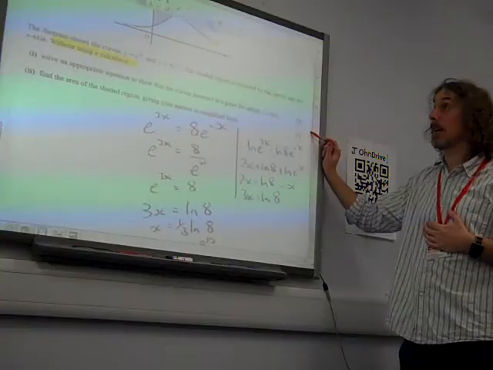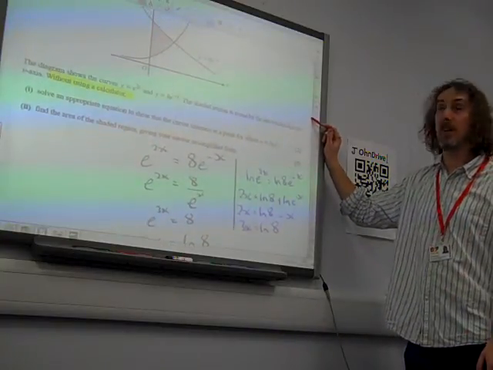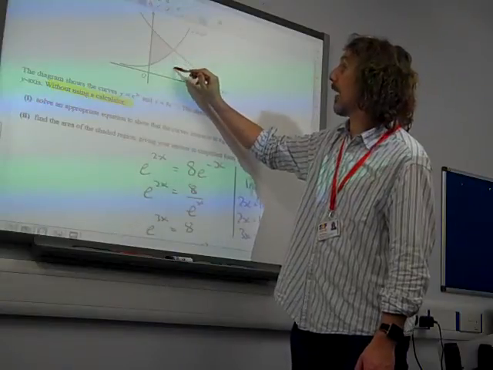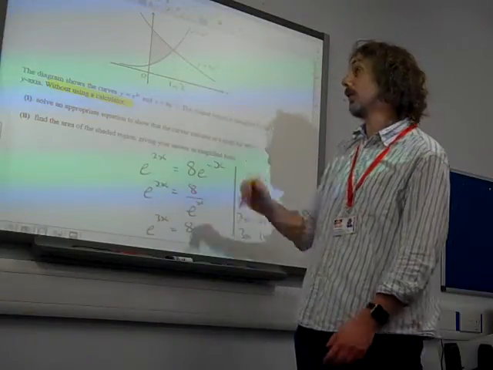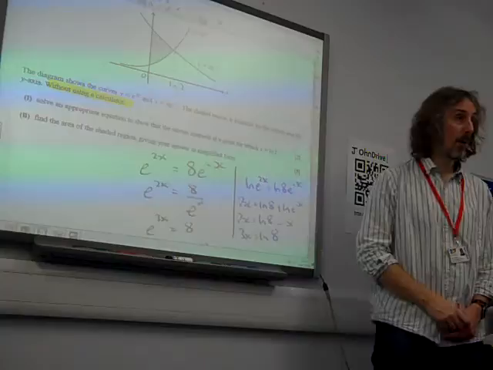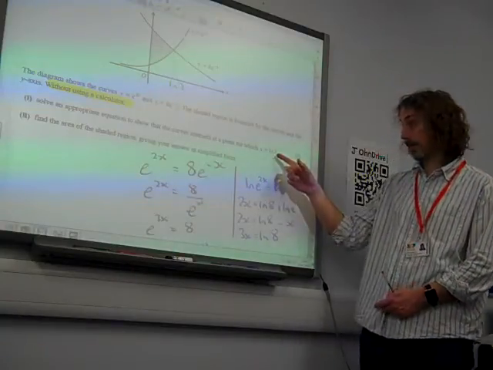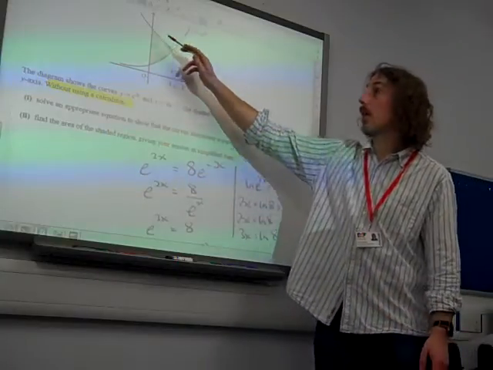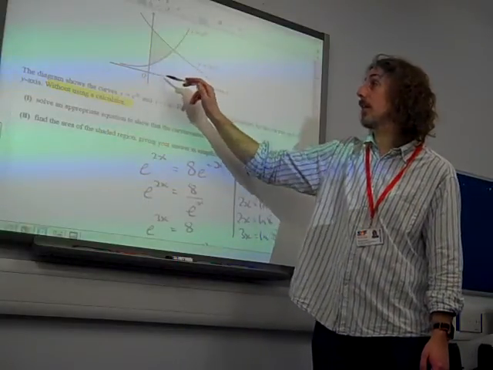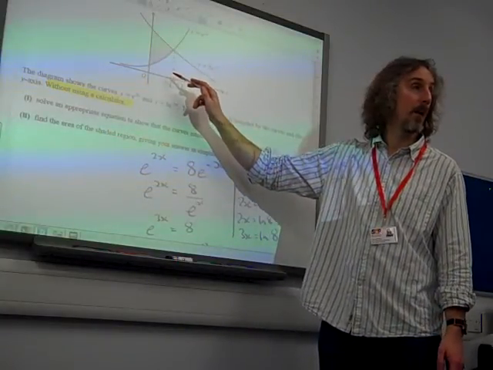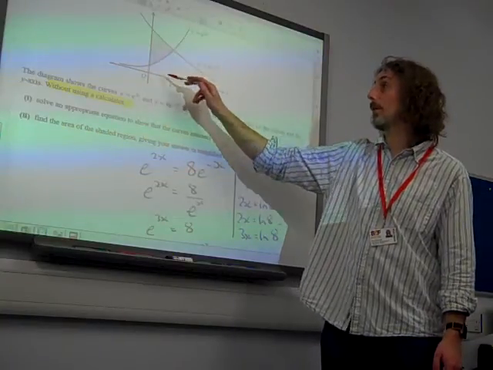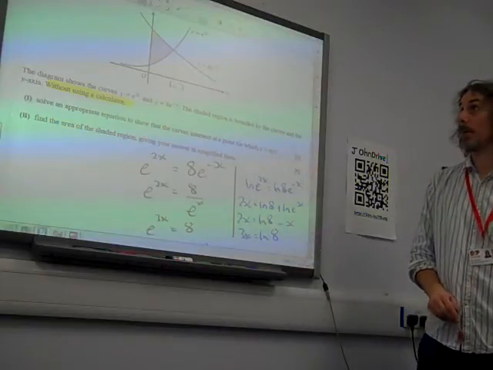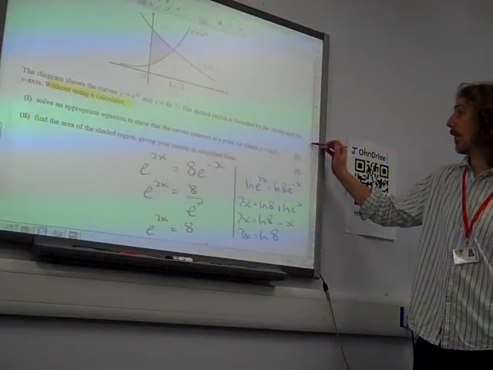Find the area of the shaded region, giving your answer in simplified form. So we now know that that point there is ln 2. In fact, we already knew that, because the question told us that. So what we're going to do is find the area underneath the top curve between 0 and ln 2, and take away the area under the bottom curve between 0 and ln 2. Our limits must be 0 and ln 2, mustn't they? Because they're the values that we're working with.